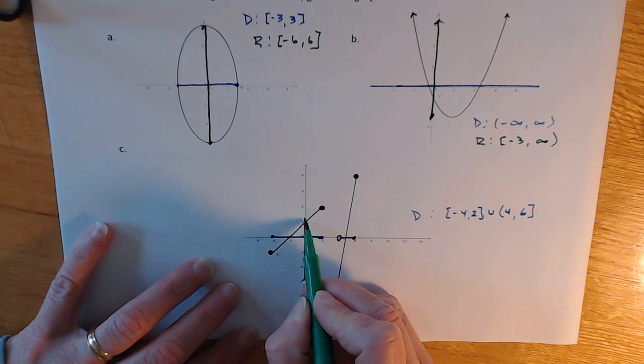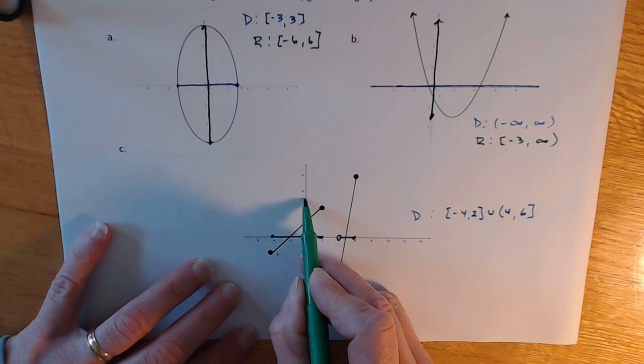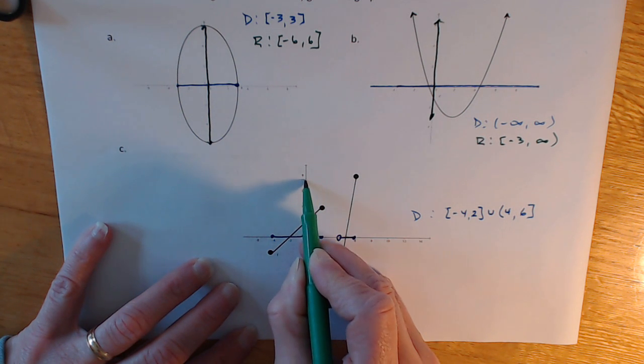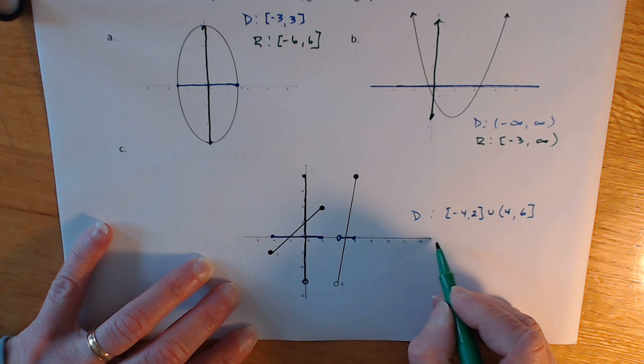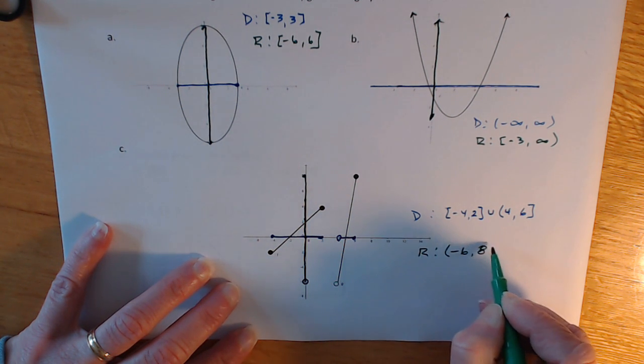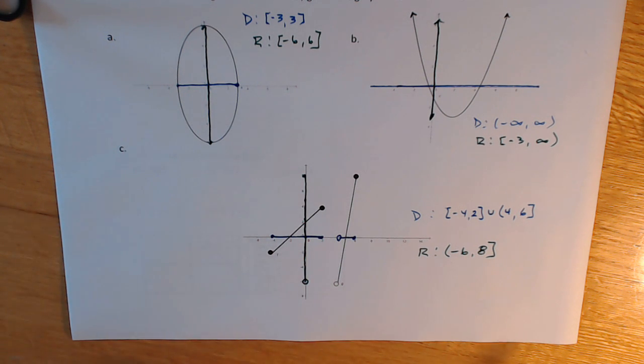Still graphs. Even past 4, we have a graph. There's only one, but that's fine. It's still part of our range then, all the way up to 8. So our range goes from open circle, -6, up to 8 bracket.